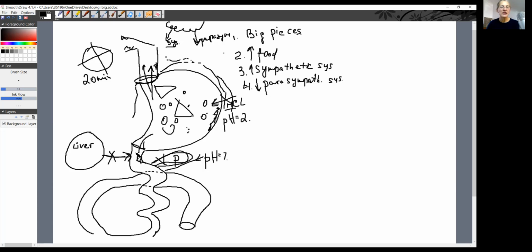Food will move out of here into the right environment and will get digested in the small intestine.